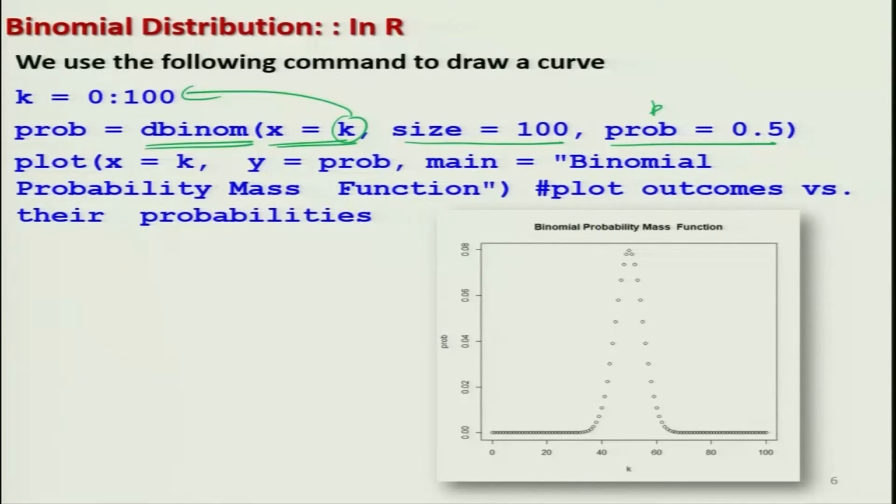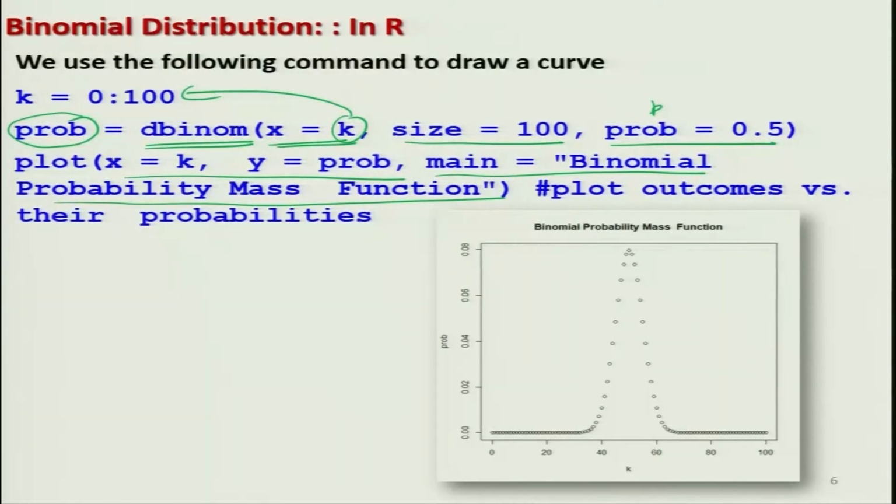My idea is just to give you an illustration of how different types of information can be retrieved from such commands, which are really going to help you in data science. After that, I try to plot these probabilities which I have stored in the function prob. I plot this k and prob, and the main argument gives the title, binomial probability mass function, etc.